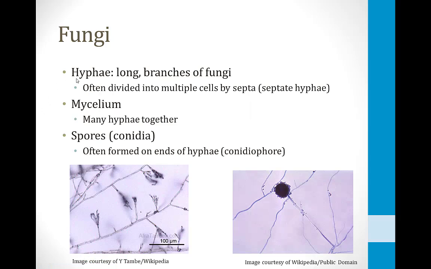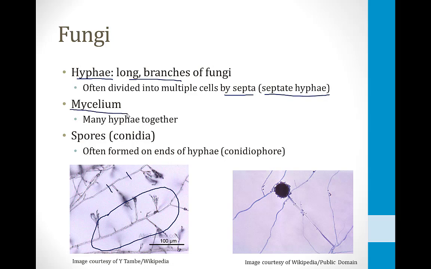Fungi like to form structures called hyphae. These are long branches, and this is a picture of some of them down here in the bottom left. I think of them like branches of a tree. Sometimes the hyphae are one long cell, but often they're divided into multiple cells by structures called septa. These are called septate hyphae when the hyphae has little lines separating one cell from another. When multiple hyphae are grouped together, we call them a mycelium.